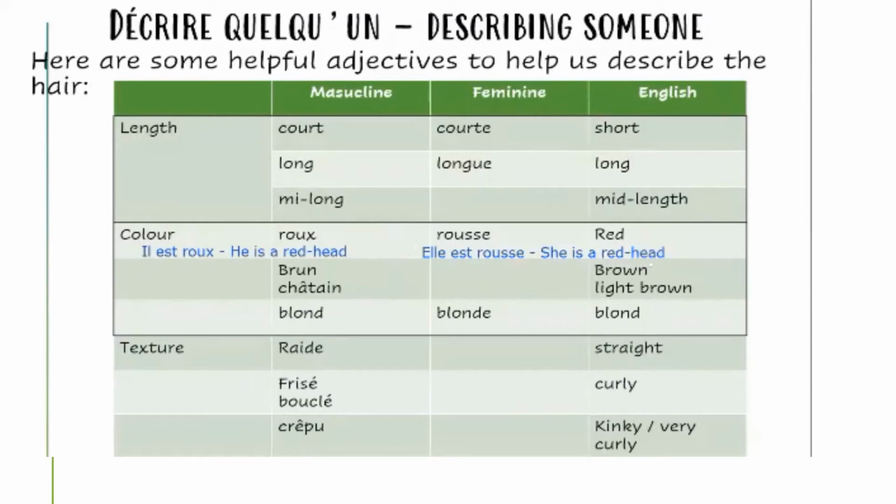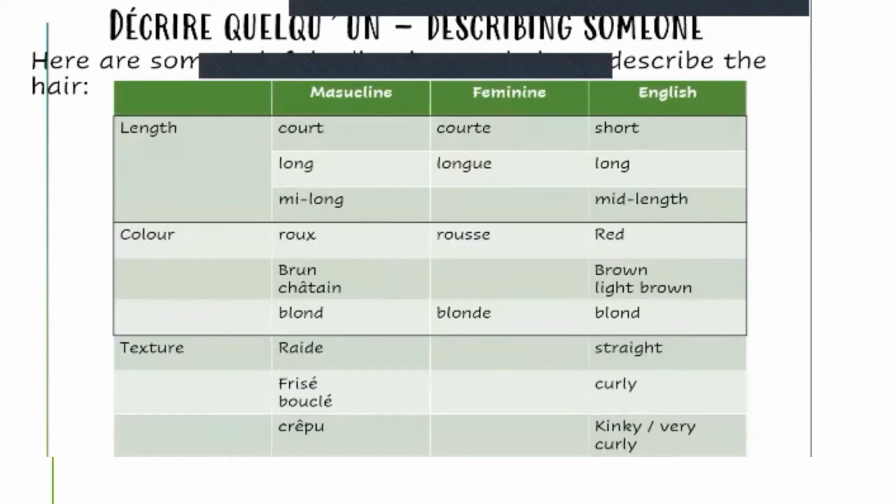Yes, I'm going to clear these and I'm going to put it in context. So we're saying, il a les cheveux roux. He has red hair. All right, everybody good on that? Yes, miss.